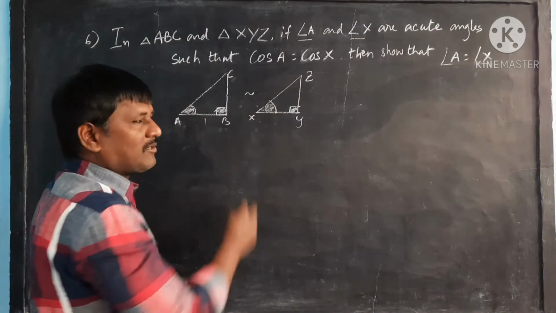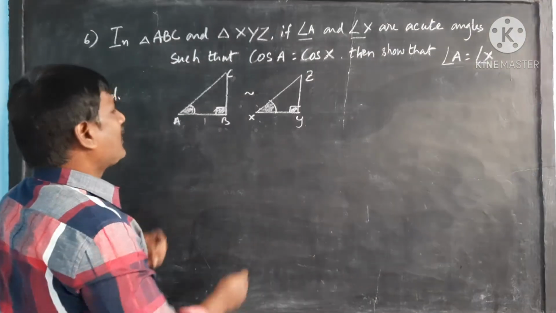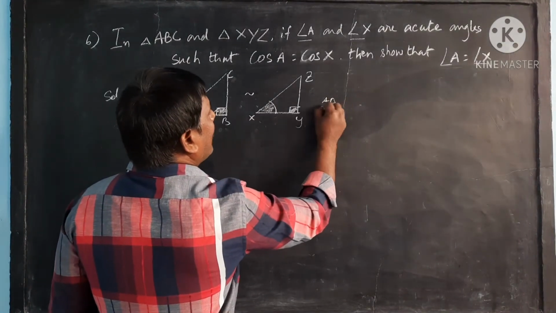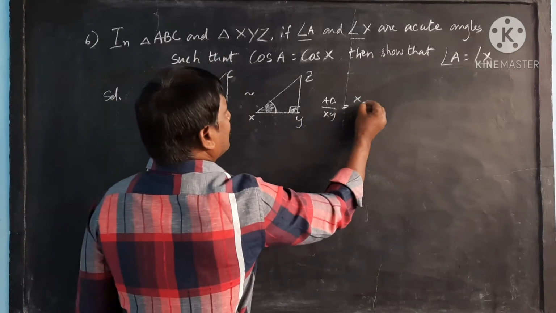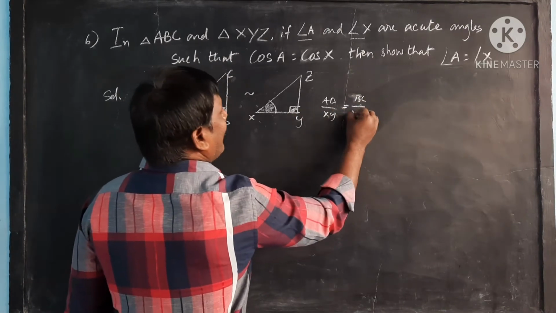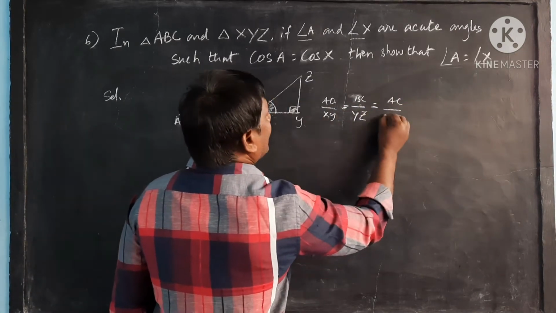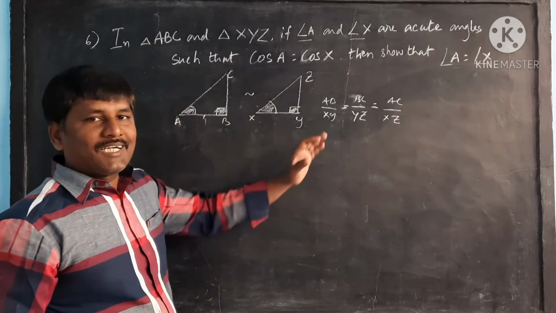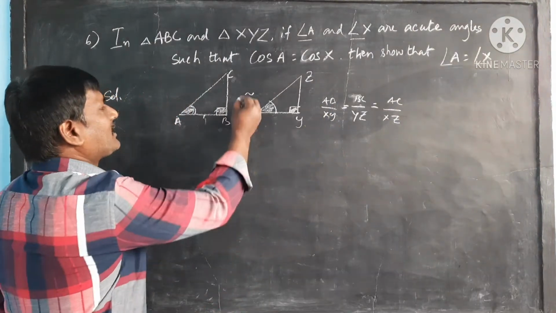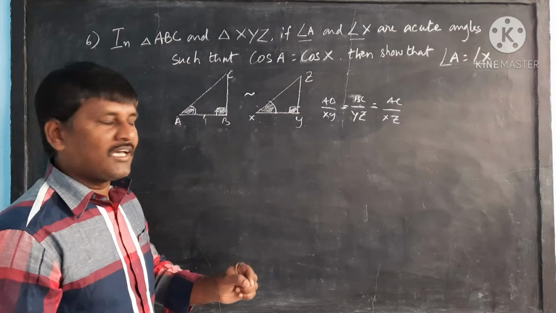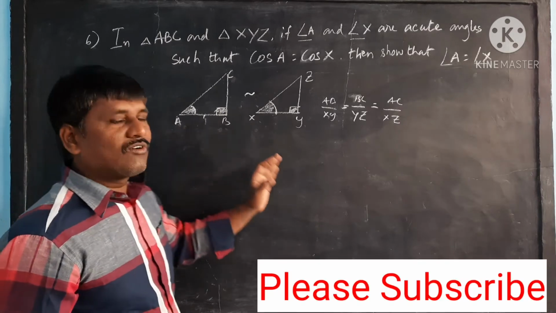So to make two triangles similar, the corresponding sides must be proportional. What does corresponding sides proportional mean? AB by XY should be equal to BC by YZ and equal to AC by XZ. So if these corresponding sides are proportional, then automatically the two triangles become similar. So if two triangles are similar, then automatically the corresponding angles are equal. So angle X is equal to angle A easily.